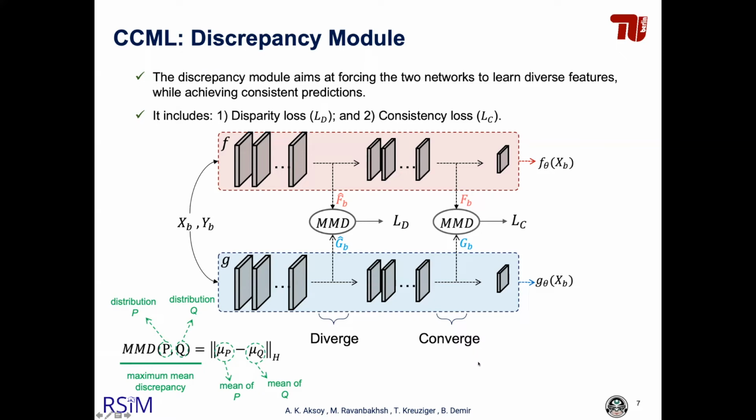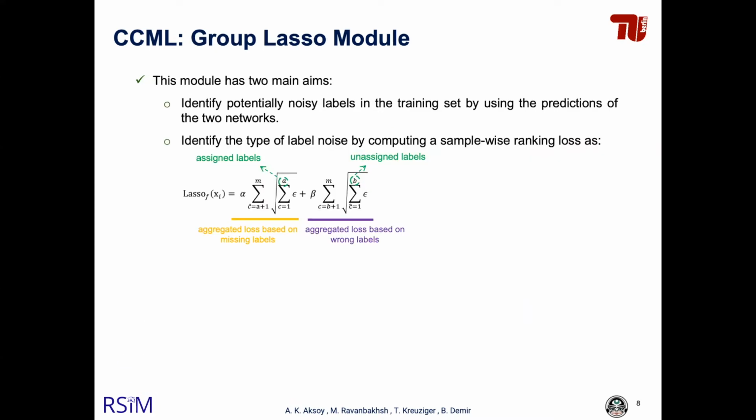The only difference between disparity and consistency loss is where they are inserted into the networks, and the fact that one is maximized and the other minimized. In our discrepancy module, we use the maximum mean discrepancy algorithm to diverge and converge the two networks, where the logits of the two networks are considered as two distributions and mapped into a kernel space to measure their distances.